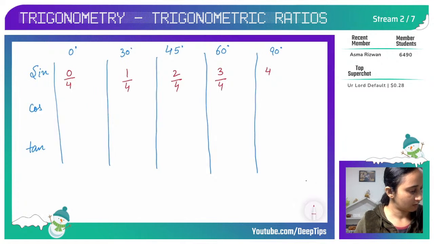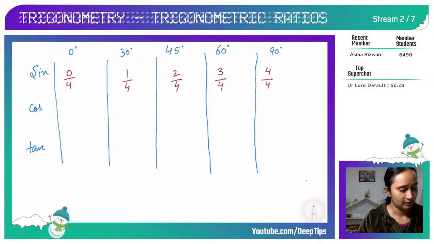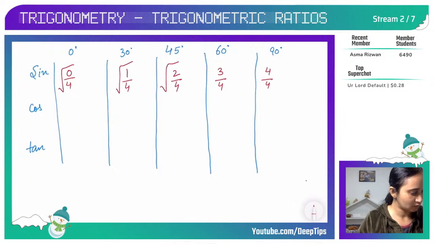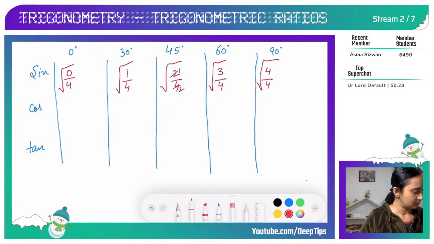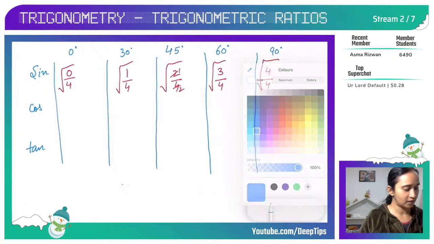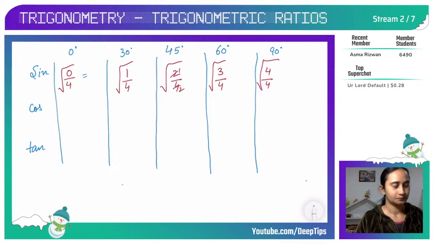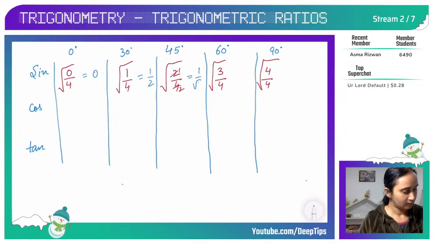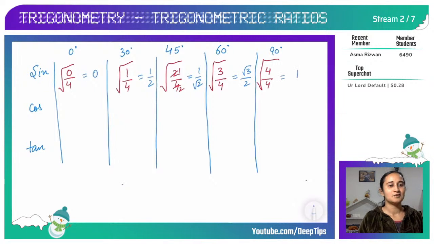Now divide all the ratios by 4. Okay, 0, 1, everything by 4. Now next, put a sign of root, square root. Okay, and we know root of 1 by 4 is 1 by 2. If you cancel this, 2 by 4, simplify it. So now here is the Eureka moment. 0 by 4 gives you 0. Root of 1 by 4 gives you 1 by 2. And this is 1 by root 2. This is root 3 by 2. And this is 1. So here are the trigonometric ratios of sine just by this simple trick.